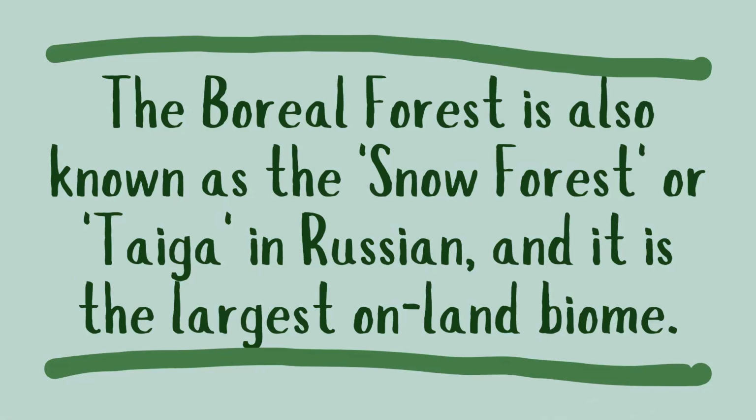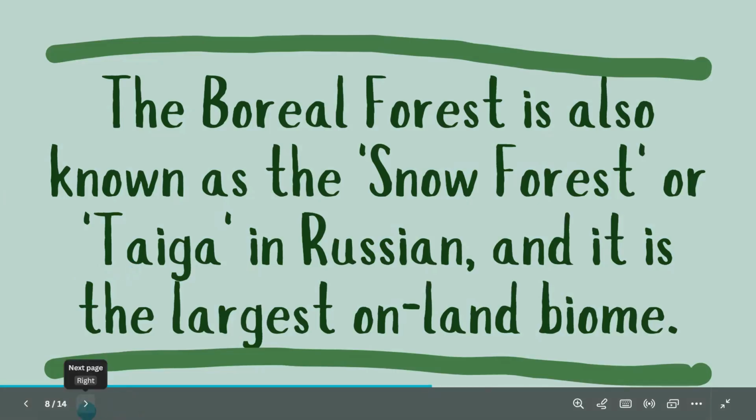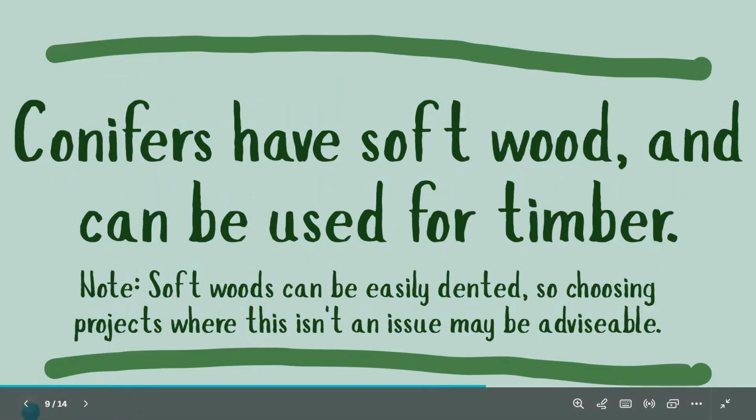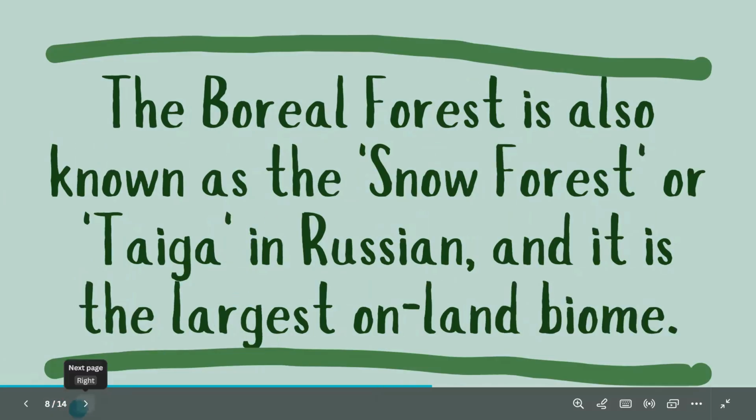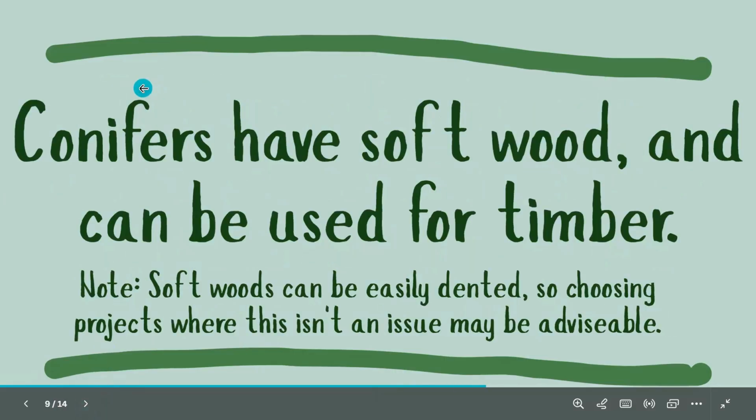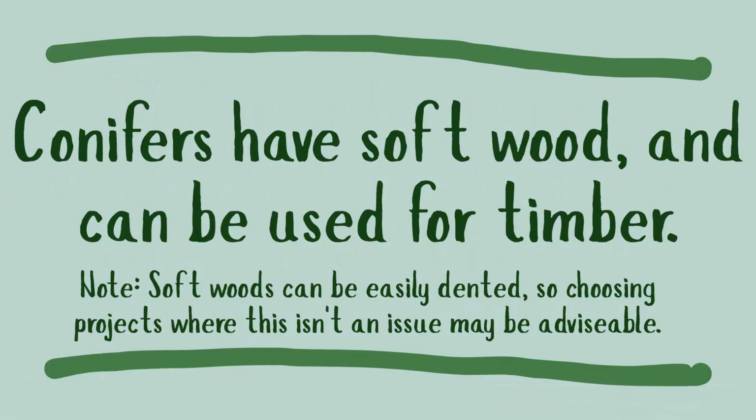And the boreal forest, of course, is very large, making a ring around the Arctic Circle. So along Canada, let's see, I think that was on the previous slide here. North America, Europe, and Asia between tundra and temperate forests. So it's very large, but it's pretty cool. I would love to go. I've not been, but we can pretend, up here in the Midwest.